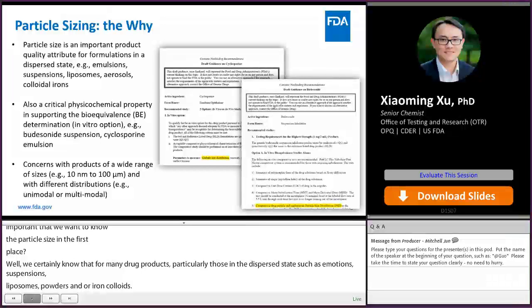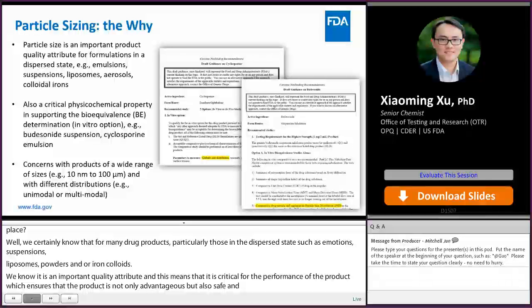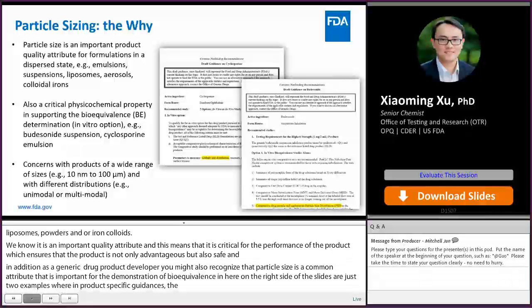In addition, as a generic drug product developer, you might also recognize that particle size is a common attribute that is important for the demonstration of bioequivalence. Here on the right-hand side of the slides are just two examples where, in product-specific guidances, the particle size is included as part of the in vitro option to demonstrate BE. And the bottom line is, yes, we know it is important to measure the particle size. Again, the question is why?